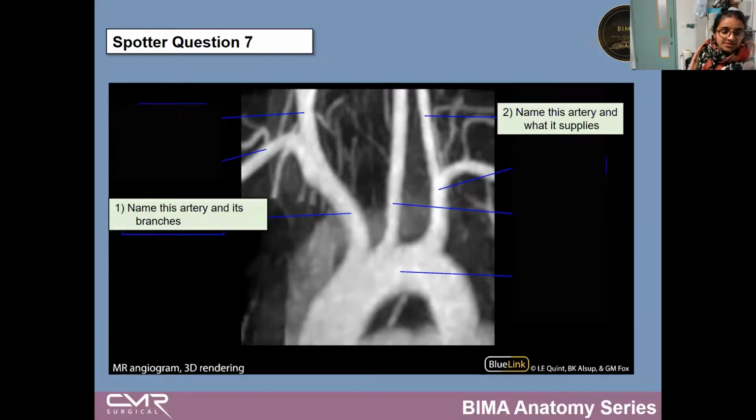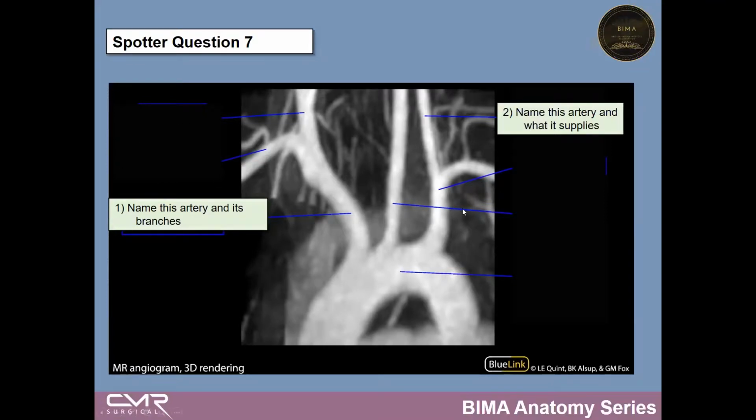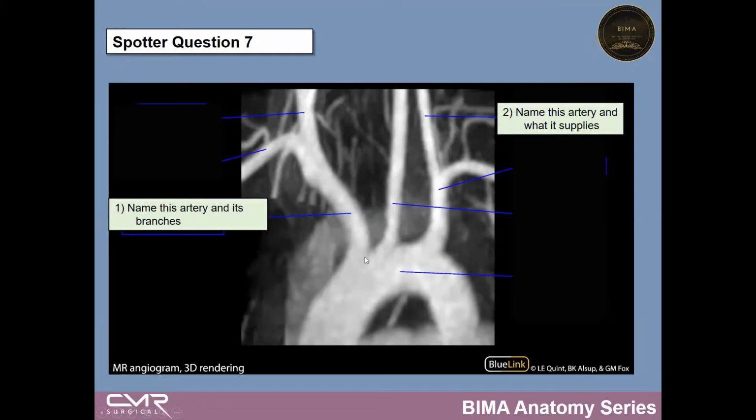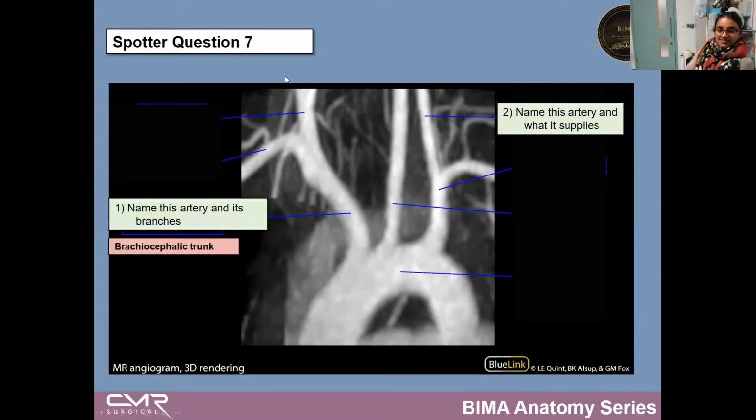So it's the first vessel. Brachiocephalic. Brachiocephalic, exactly, Varun and Anisha, well done. And what are its branches? Right carotid and right subclavian. Exactly. So you've got your brachiocephalic trunk coming out to split into your right subclavian and your right common carotid.